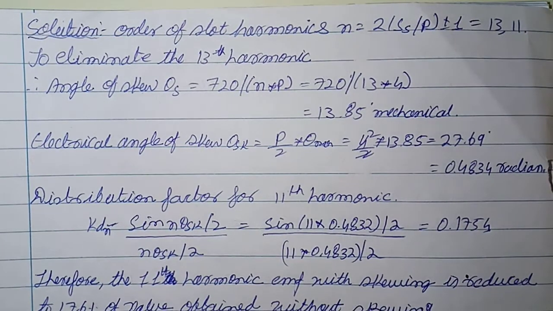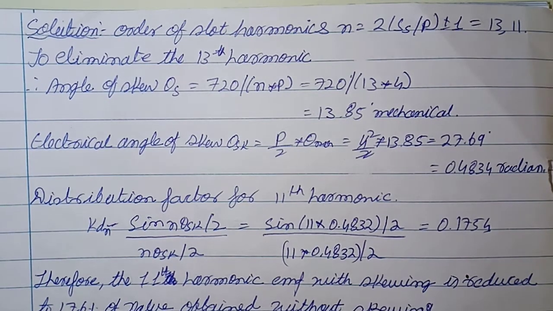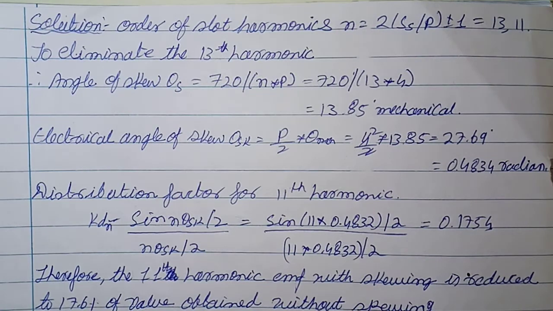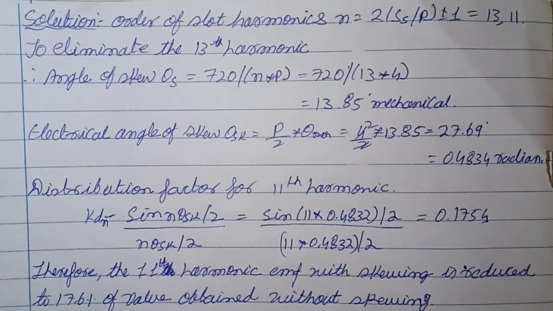The order of the slot harmonic n is equal to 2 into Ss by p plus or minus 1, where Ss is the stator slots and p is the number of poles. For that we get 13 and 11. 13th is the higher order and 11th is the lower order. To eliminate the higher order, we have to eliminate the 13th harmonic. So the angle of skew.